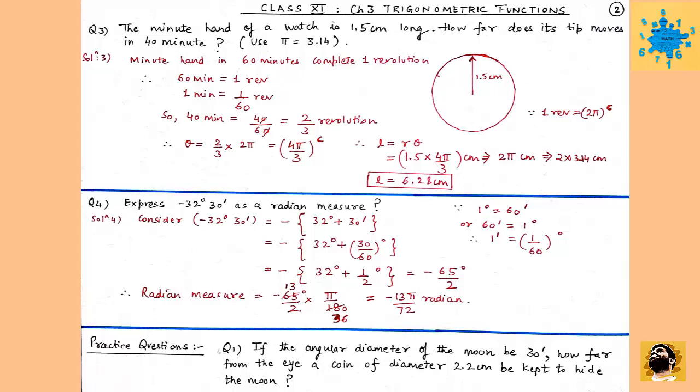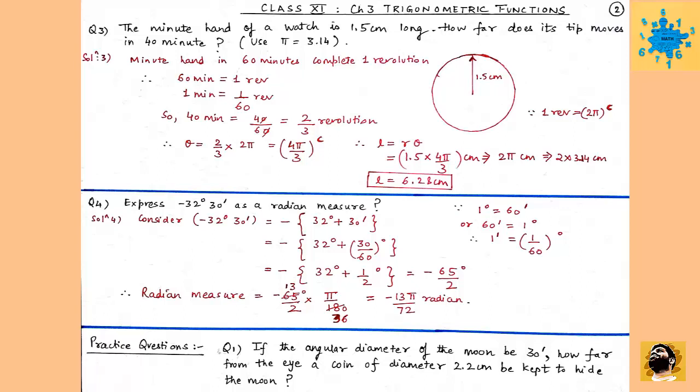And now our fourth question for today is, express minus 32 degree 30 minute as a radian measure. From here, we know the relation between degree and minute. Since 1 degree is equal to 60 minutes, or I can write this as 60 minutes is equal to 1 degree. Therefore, by unitary method, 1 minute is equal to 1 upon 60 degree.